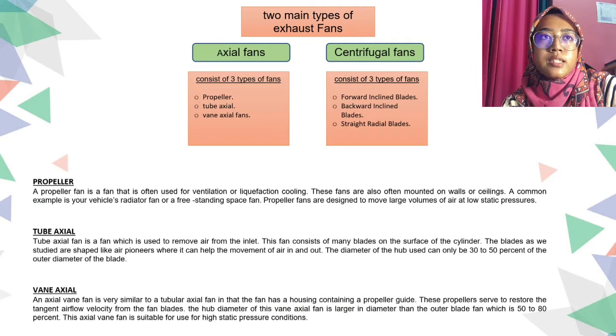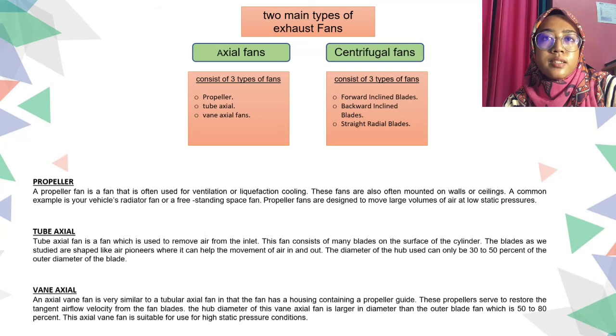The axial fan consists of three types of fans. Among them are propeller, tube axial, and vane axial fans. A propeller fan is a fan that is often used for ventilation or cooling. These fans are also often mounted on a wall or ceiling. A common example is your vehicle's radiator fan or a freestanding space fan. Propeller fans are designed to move large volumes of air at low static pressure.